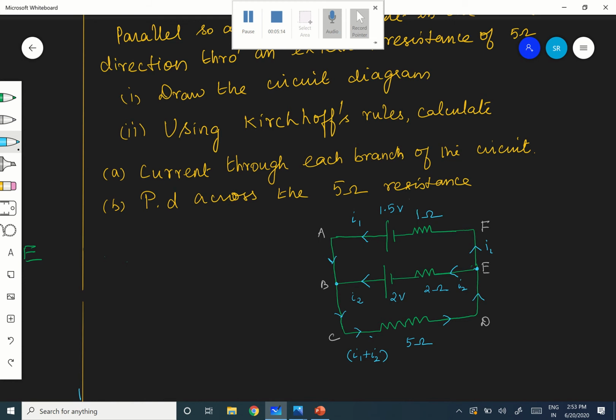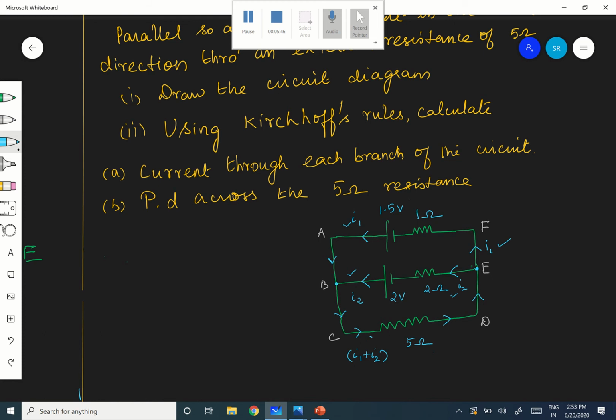Hope you are following. I1 and I2 are coming towards B, and therefore I1 plus I2 will go away from B through the 5 ohm resistor up to E, and at E there are two branches. So in the branch EB it should be I2, and in the branch FA it should be I1. Therefore, I2 is here and I1 is here.